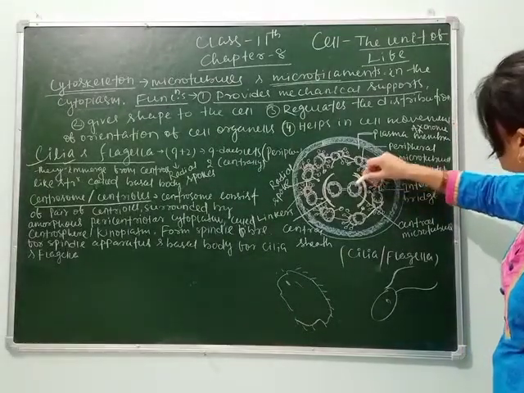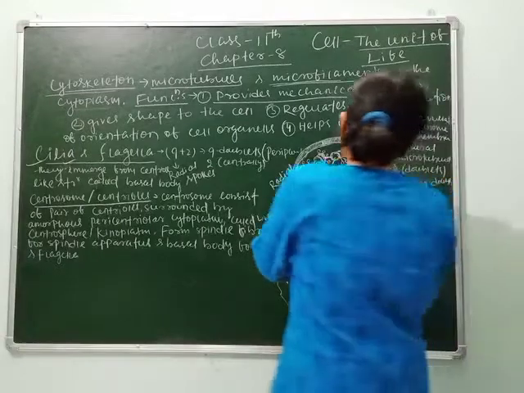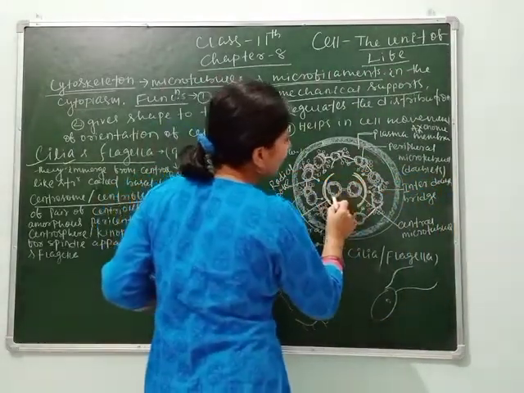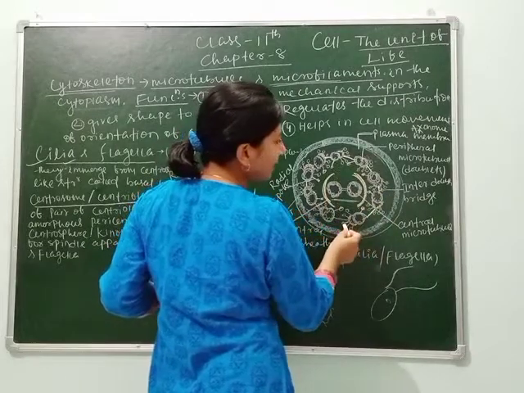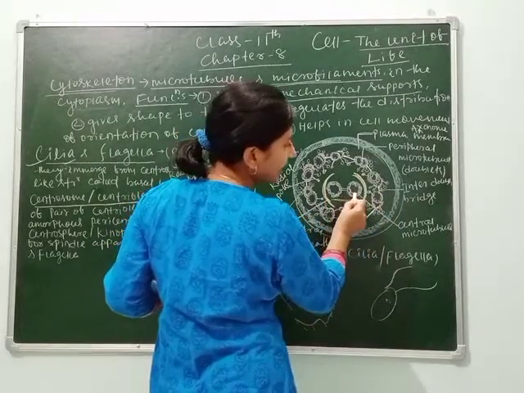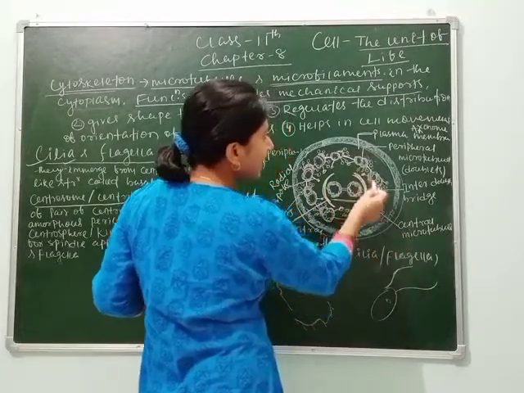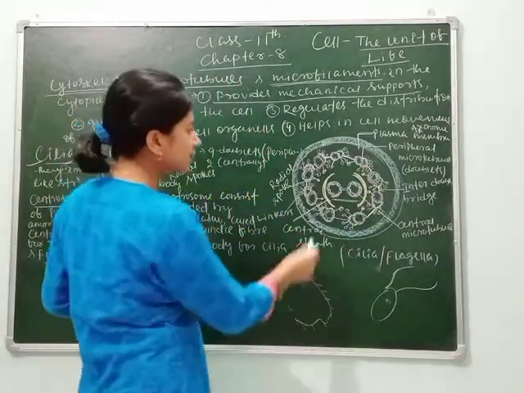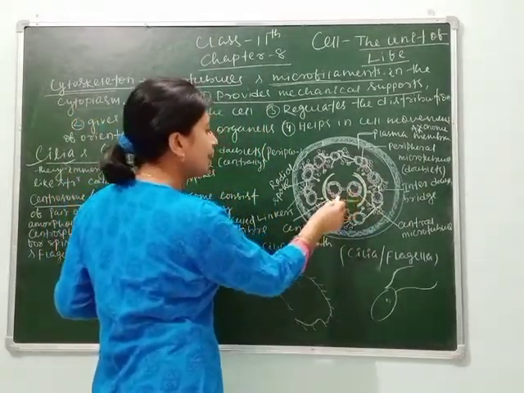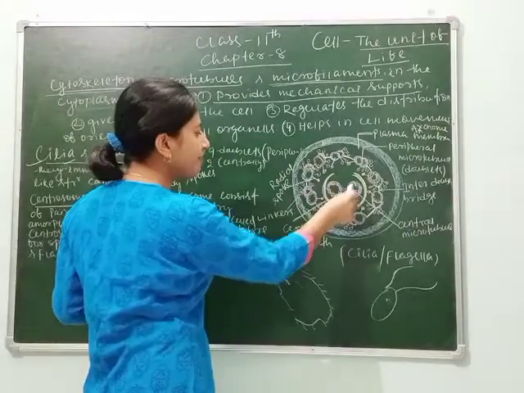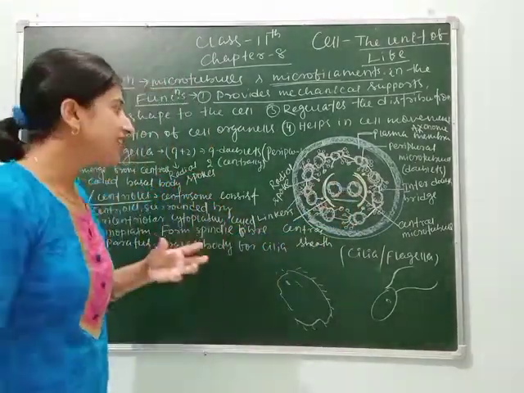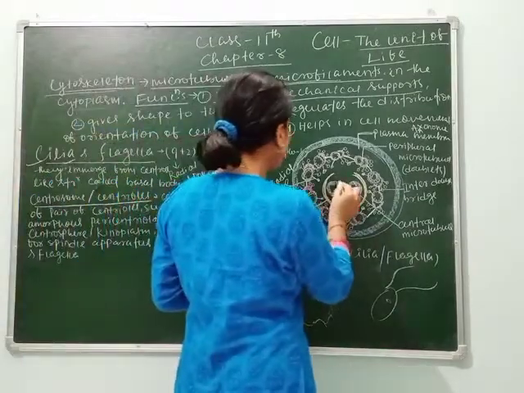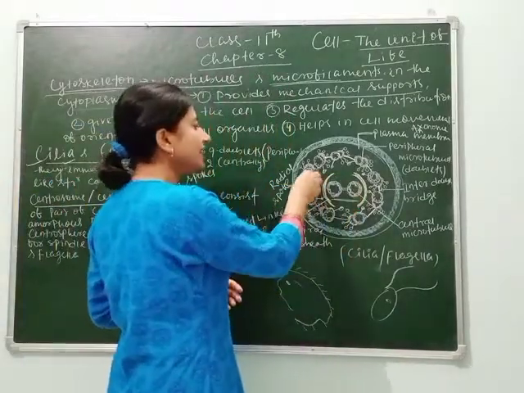Next, this portion is the central microtubules. These are the two centrally located microtubules, whereas 9 are located peripherally. That's why we call them central microtubules and peripheral microtubules. Again, the central microtubules are covered by the central sheath, which protects them. Next, you can see the linkers.